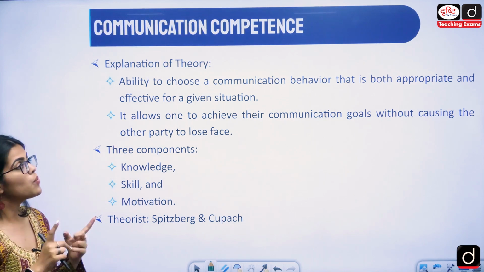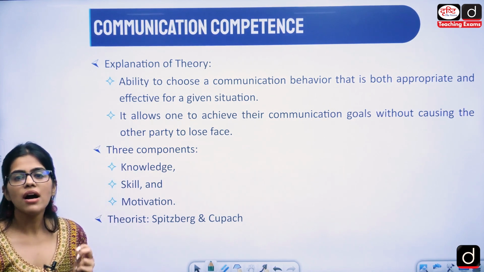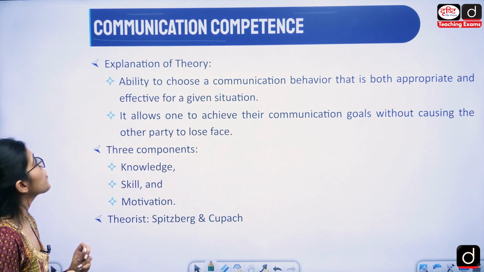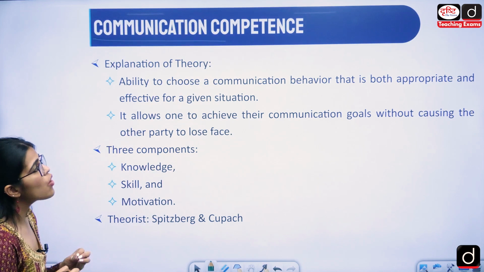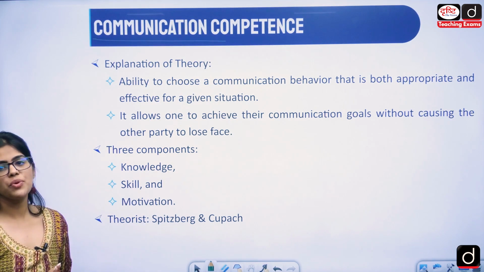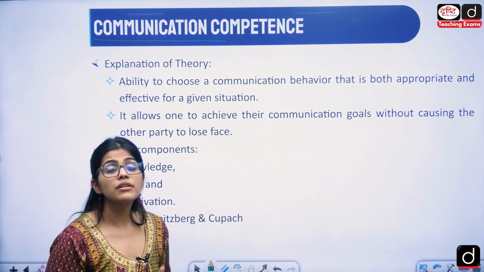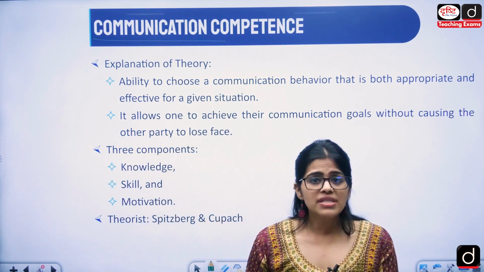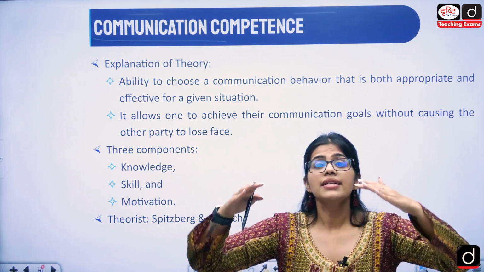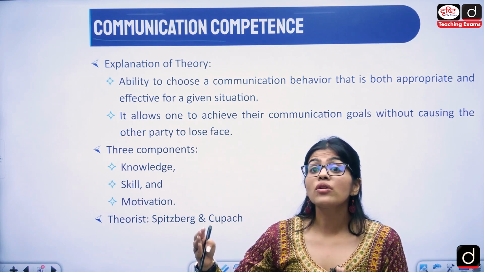Now, the 2 theories. One is communication competence. So this word competence is asked in the paper a lot of times. Let us see what communication competence is. The ability to choose a communication behavior that is both appropriate and effective to a given situation is called communication competence. So when two people are talking to one another, you have to choose the perspective, the stance, maybe the goal that you are setting in such a manner that it is common, that you and the other person are on the same page.